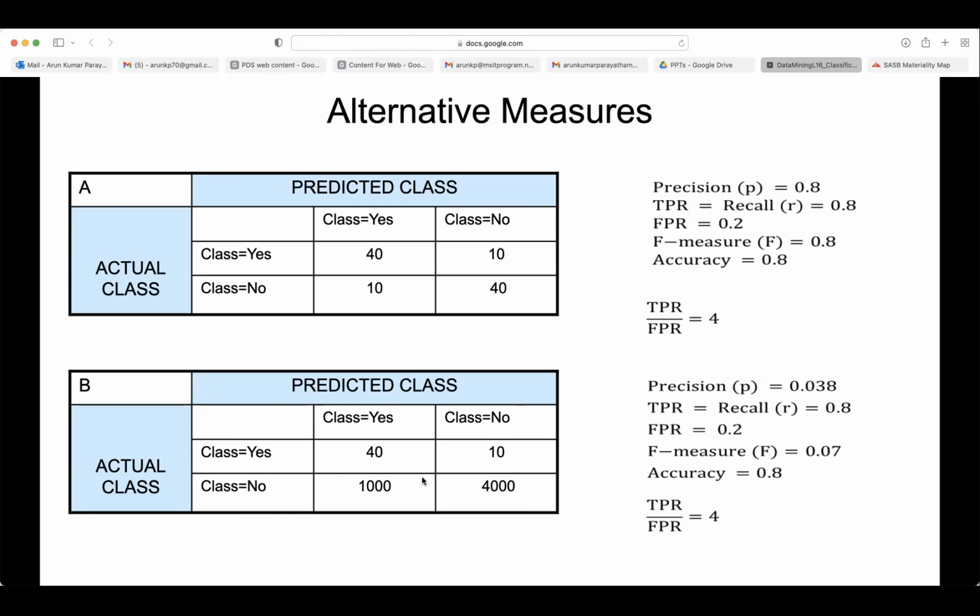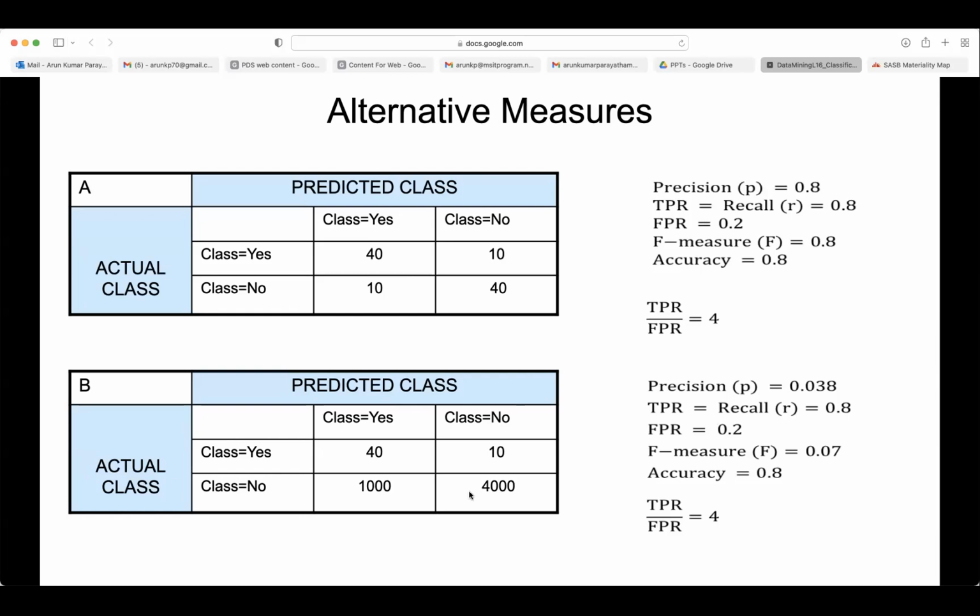So here you got the same thing, same table. This is 40, 10. Okay. Only numbers have been changed here. Here you got precision is very small, and the true positivity rate is 0.8. That is recall. So 40 by 40 plus 10, that is recall 0.8.